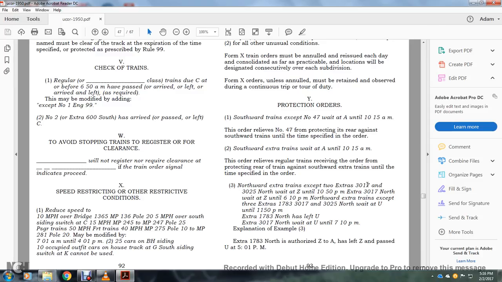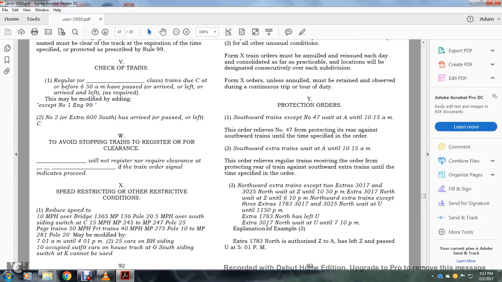Northward extra trains except for the 2 extra 307, 3017, 3025 north wait at Z until 10:50 p.m. Extra 307, 3107 north wait at Z until 6:10 p.m. Northward extra trains except for the 3 extra 1783, 3017, 3025 north wait at U until 11:50 p.m. Extra 783 north has left U. As extra 783 has left U, extra 3017 north will wait at U until 7:10 p.m.